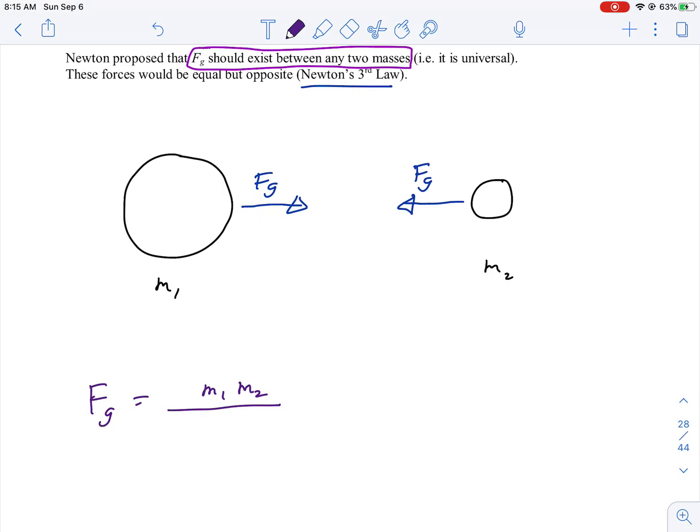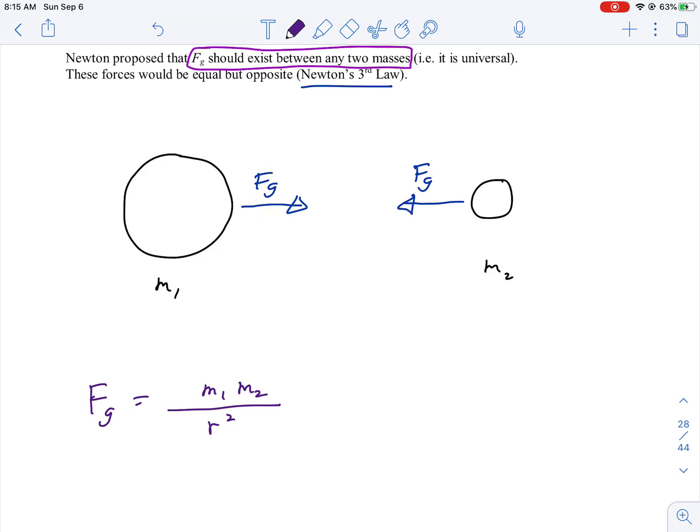But he also realized that the closer these masses are together, the stronger that force should be. So we introduced this letter R, and R will be the distance between these two masses, which I'll show you. And he said that it's going to be an inverse square relationship, and therefore, the smaller the R, the bigger the force.